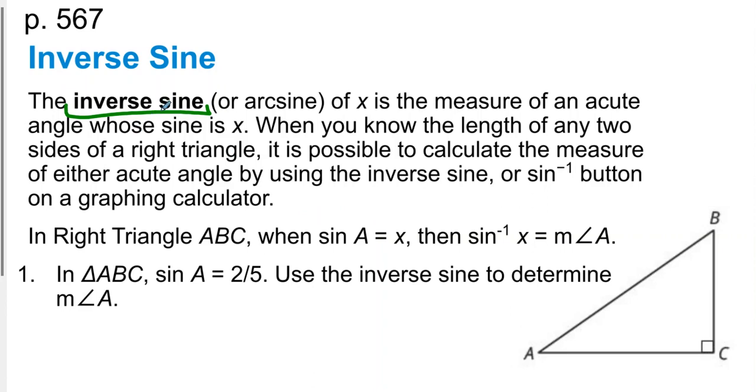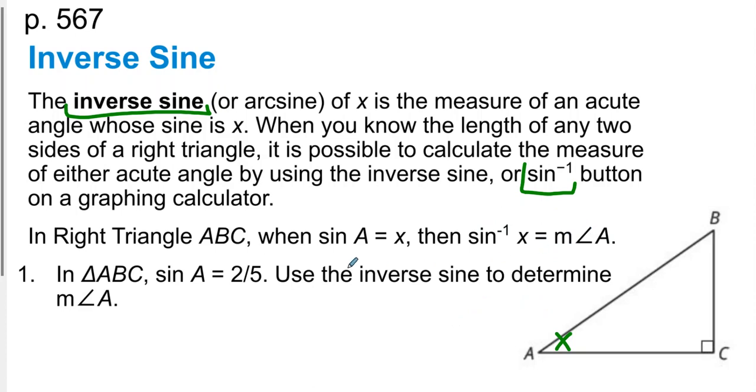So the inverse sine, or arc sine, of x is the measure of an acute angle whose sine is x. When you know the length of any two sides of a right triangle, it is possible to calculate the measure of either acute angle by using inverse sine, which is the inverse sine button on the calculator. So here we have a right triangle. When sine of A is x, unknown, inverse sine of x tells me the measure of A.